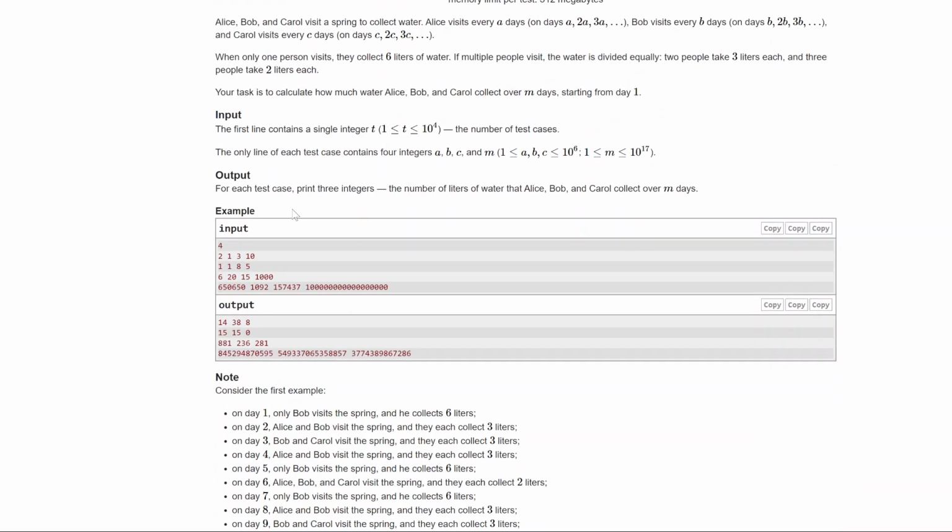Ell is one continuous stream to collect water. Ell is, it's every A days. Ell is B days. When only one person visits, they collect 6 liters of water. If multiple people visit, the water is divided. Two people, 3 liters each. Three people, 2 liters each. Your task is how much water the three collect over M days starting from day one.